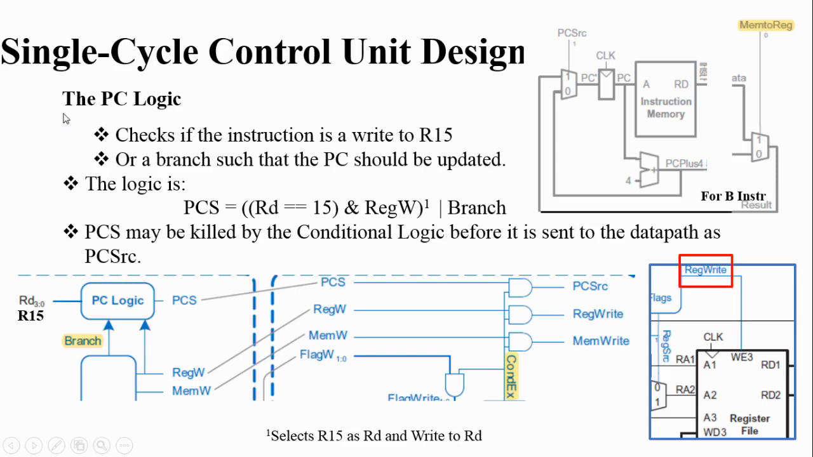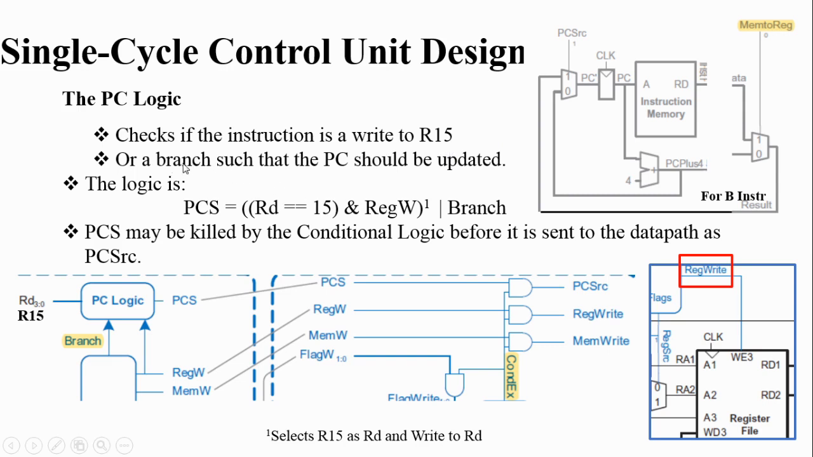Then the third part is the PC logic. So all these are parts of the decoder circuit. Third one is PC logic. The PC logic will check if the instruction is a write to R15 register or a branching instruction. So PC logic decides what has to be done with the PC. Whether the PC need to be updated by using branch or the PC need to be updated by directly writing into R15, right?